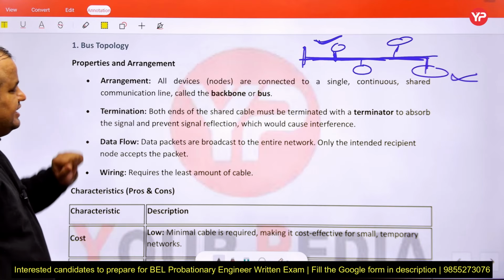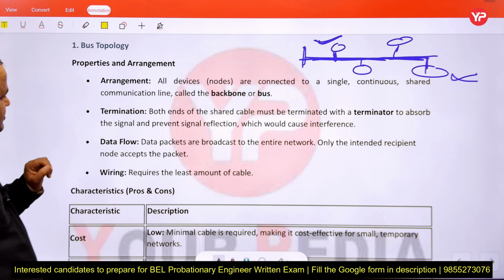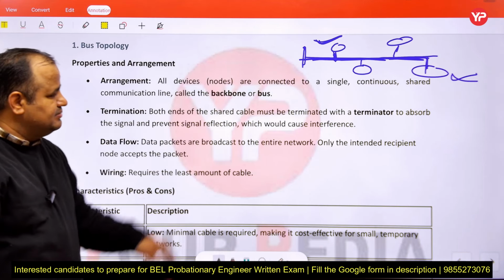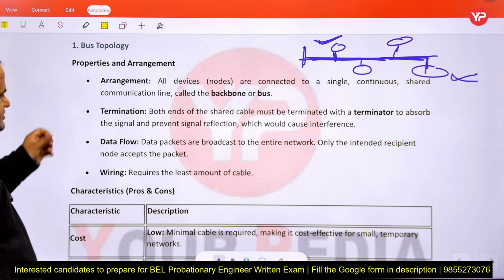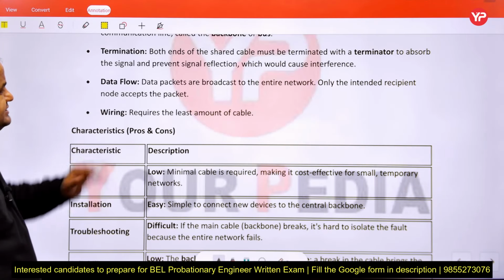All devices are connected to a single continuous shared communication line called the backbone or bus. Both ends of the shared cable must be terminated with a terminator. This is not important for you. Data flow: data packets are broadcast.